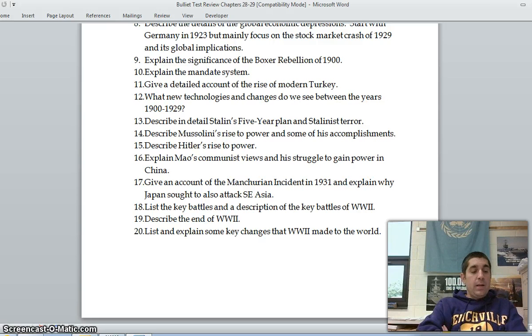17, the Japanese staged a bombing of a train as an excuse to invade Manchuria, the Manchurian part of China. And the Japanese also invaded Southeast Asia for resources like oil and rubber. 18, the Battle of Britain was an air raid. The Battle of Midway was all about aircraft carriers.